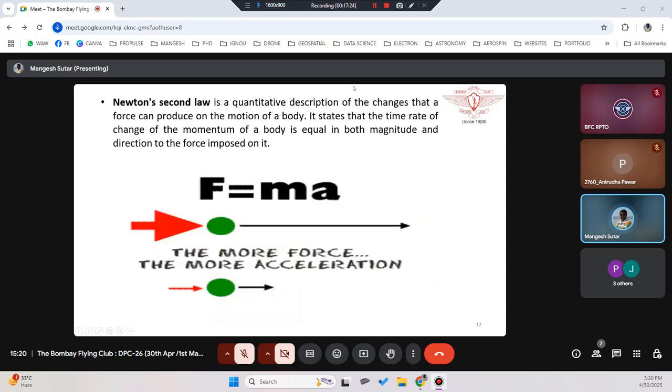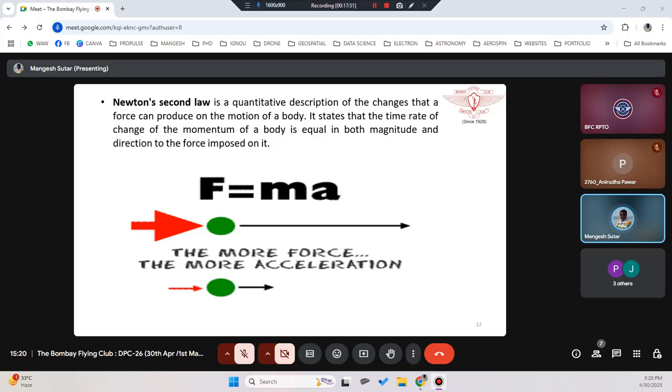Newton's second law is a quantitative description of the change that a force can produce on the motion of a body. It states that the time rate of change of the momentum of a body is equal to both the magnitude and direction of the force imposed on it. Means what? I gave an example in the first law that the train is moving. Okay, the body is moving. आपने suppose एक push दे दिया. The coaches are moving on a track. It will keep on moving until that force is working on it.